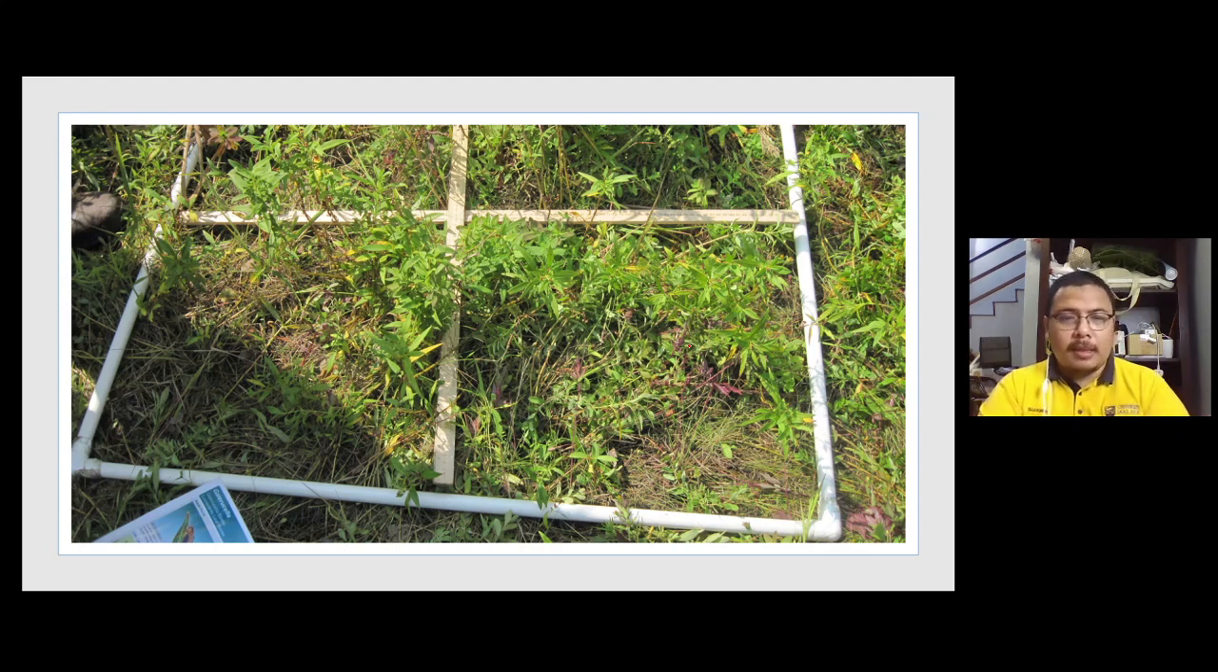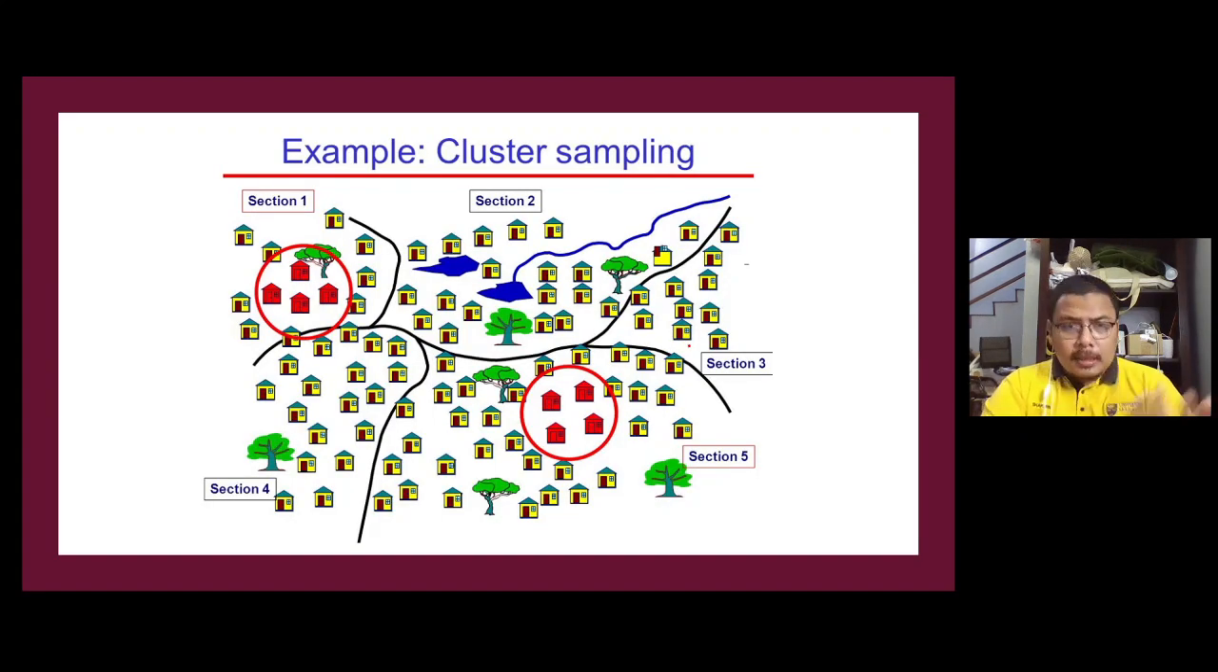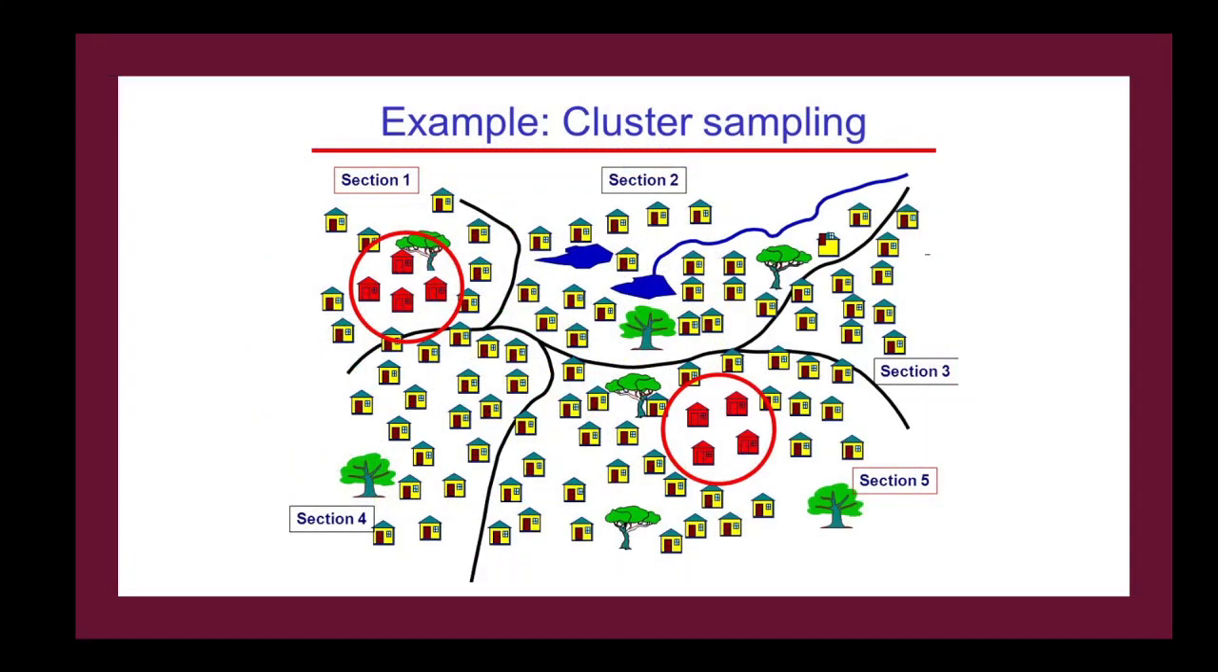So the method that is usually used is what you call quadrat sampling. But in cluster sampling, the population is divided first into clusters, which are then chosen at random. This provides sample units not identified independently, but in groups or clusters. So first of all, you cluster them.